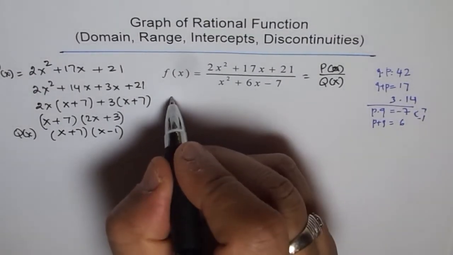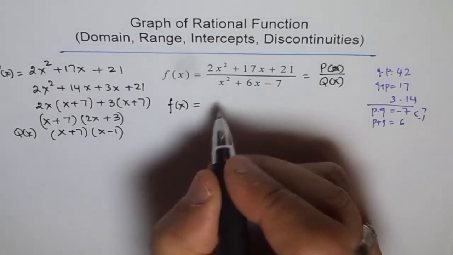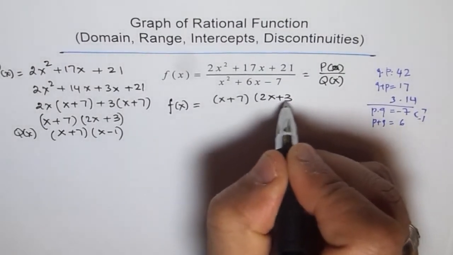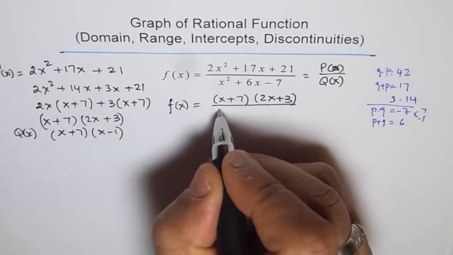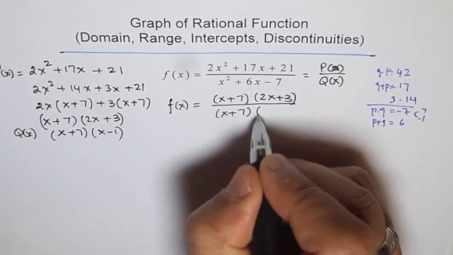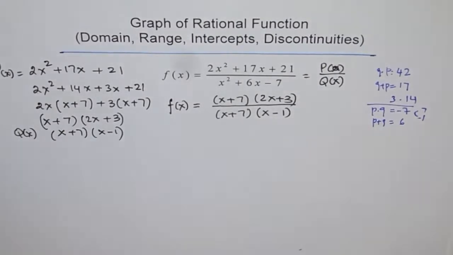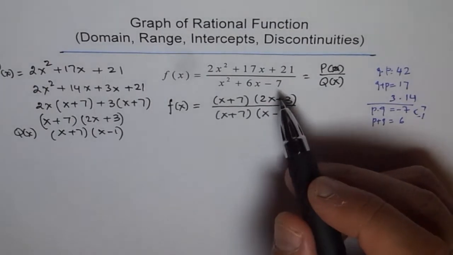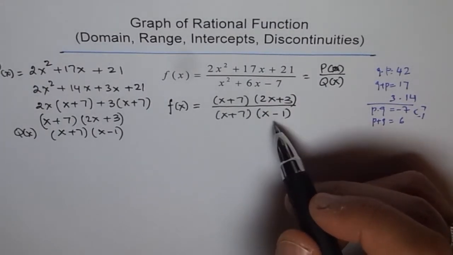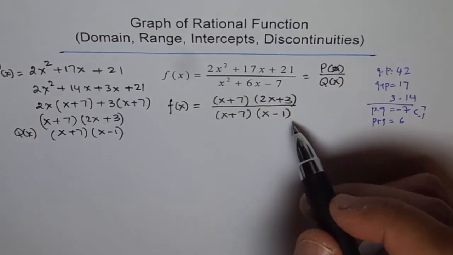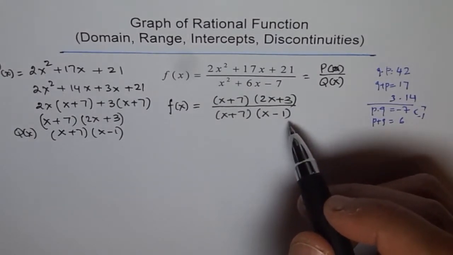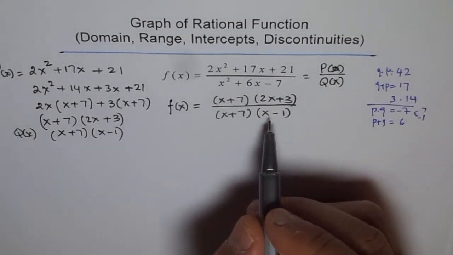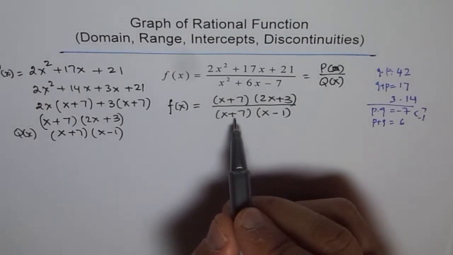So we can write our function f(x) now as equal to (x + 7)(2x + 3) over (x + 7)(x - 1). Now, this leads to a rational function in factored form. So this is a very good form to analyze. So from here we can say a couple of things. First thing, it has got two discontinuities, right? One of them is at 1, the other one is at -7.